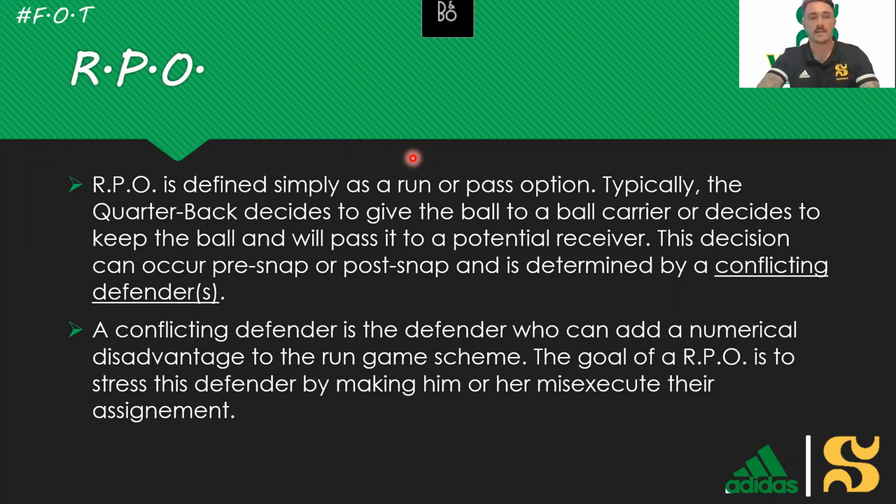The simple definition of an RPO, guys, is a run-pass option. The quarterback goes through an action with a ball carrier. I'm not going to say necessarily a tailback, but any kind of ball carrier. He's going to perform an action with that ball carrier, and he's going to read a conflict defender.